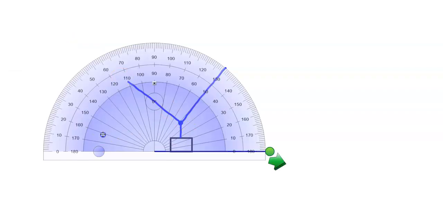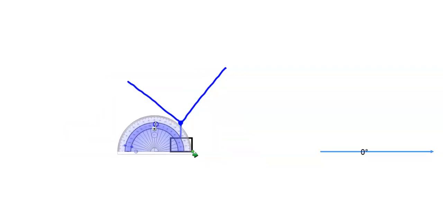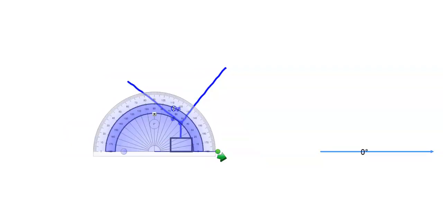Yep. Okay, so no, that's not what I want. I want to make it smaller. There we go.